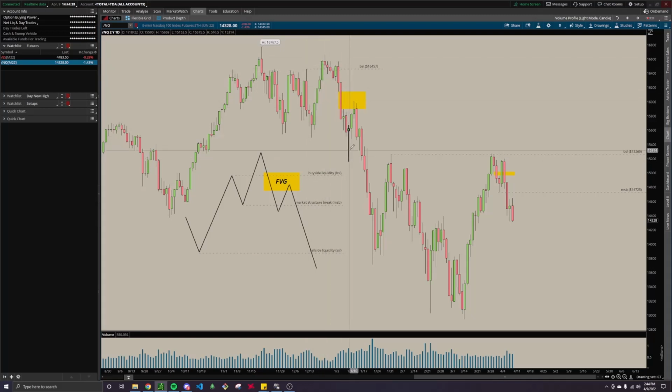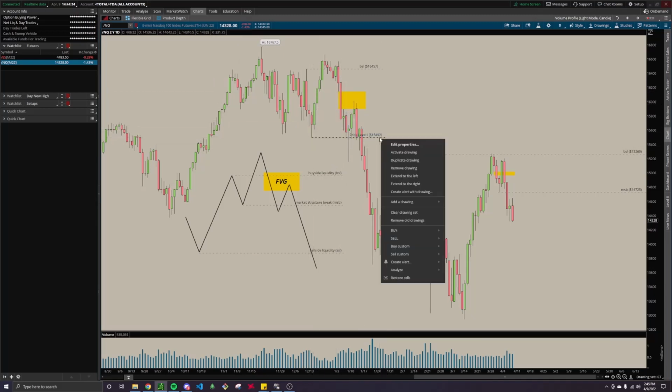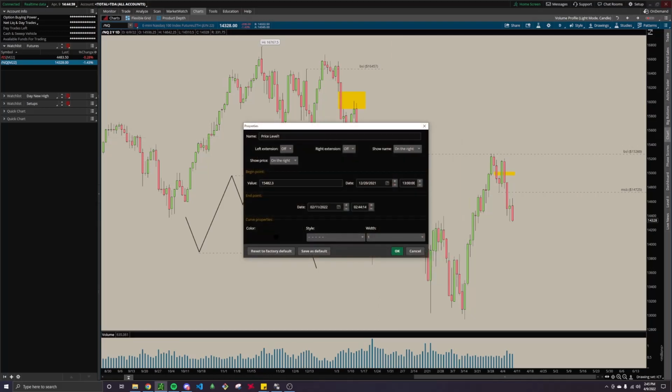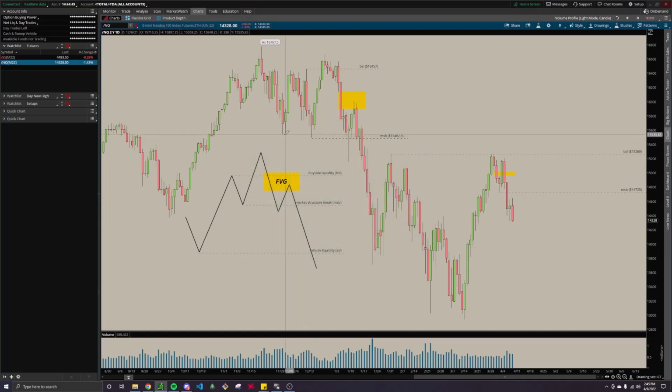Huge move down, a fair value gap is created in here, and you break these lows right here, creating a shift in market structure, which technically there was already a break in market structure right here when it created lower lows, but overall it's just showing that the theme of the market is still bearish. Then you have a retrace up into this fair value gap, so this is considered a potential short entry.